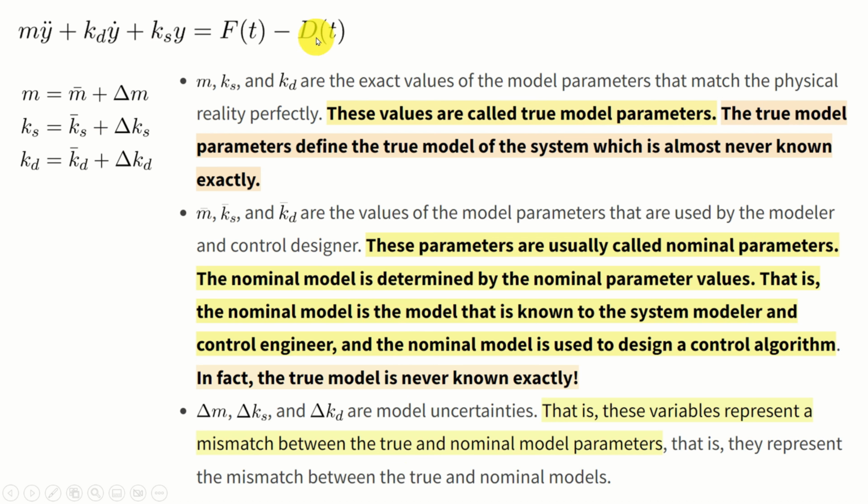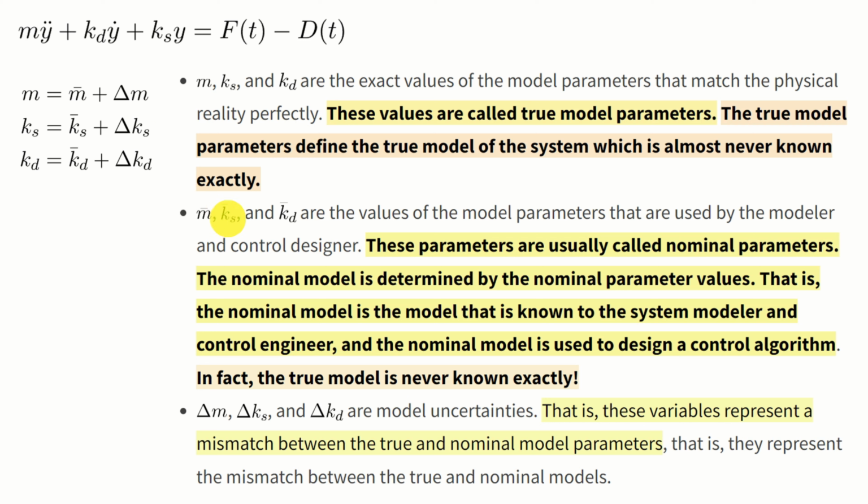In this equation over here representing the true model, M, Ks, and Kd, that is M, Kd, and Ks, are the exact values of the model parameters that match the physical reality perfectly. These values are called the true model parameters. The true model parameters define the true model of the system, which is almost never known exactly. Then, over here, we assume that the true model parameters are equal to the nominal model parameters, which are known to the model designer, and these terms over here representing the modeling uncertainties.